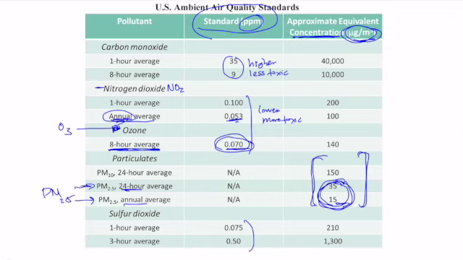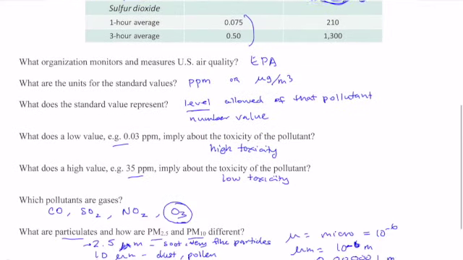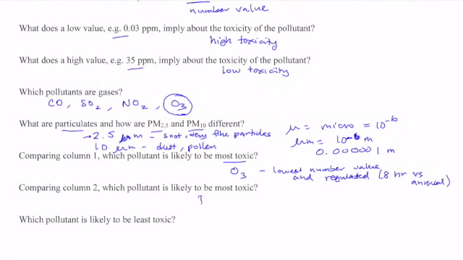And PM10 is higher, which means you can be exposed to more of it. Okay, so the most toxic when you're including the particulate matter is PM 2.5. And the least toxic is that highest number, the carbon monoxide.